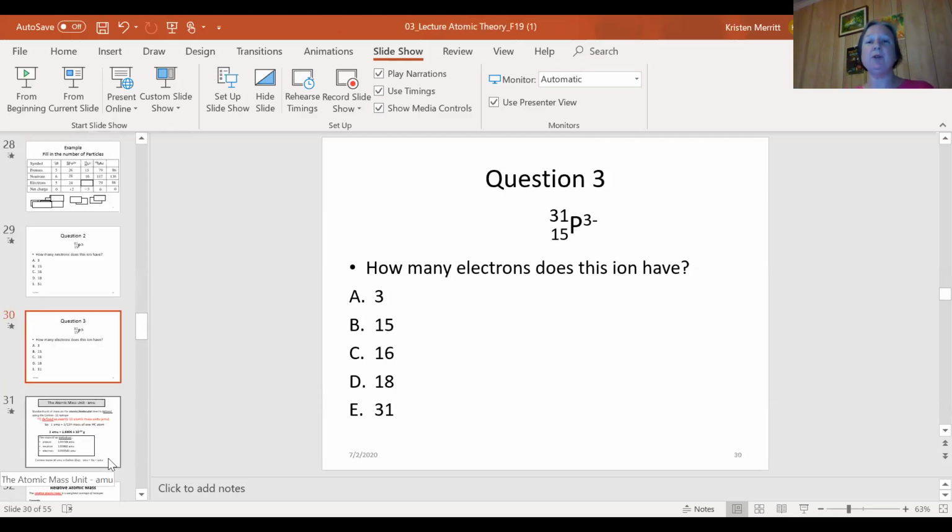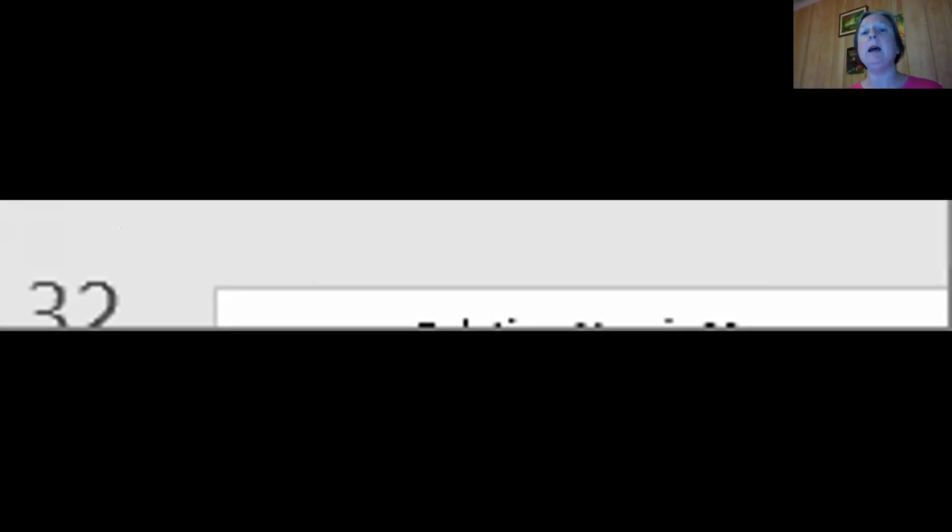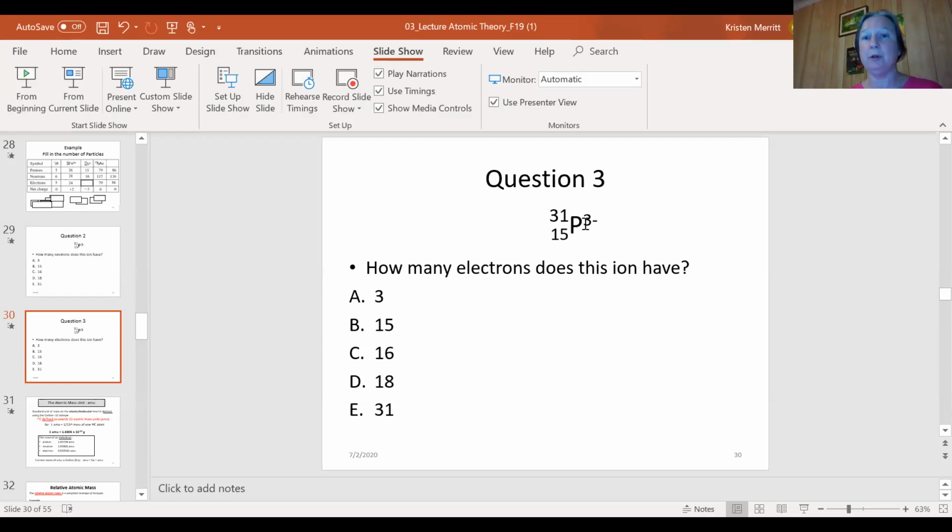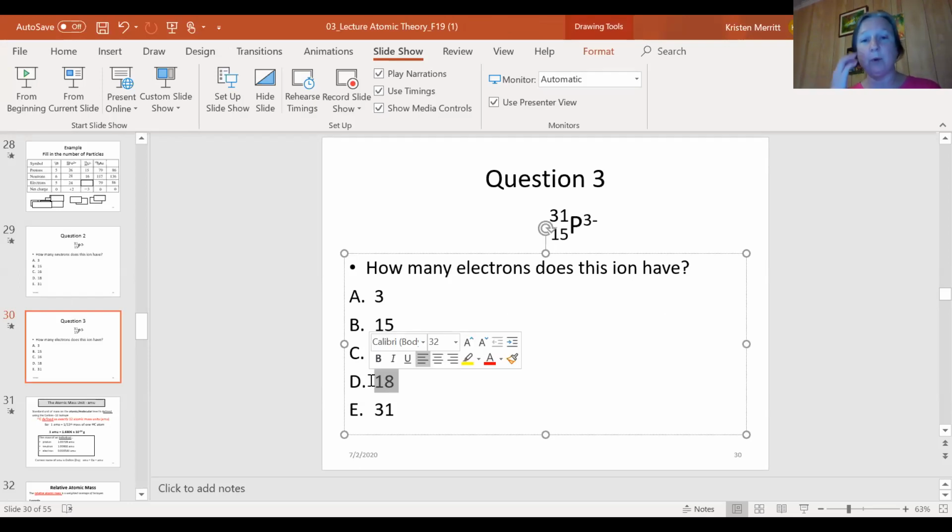But how many electrons does it have? Now we have to look at the charge. It has a 3 negative charge. This is an ion. This is phosphide ion. So if you have 15 protons, you have an excess of 3 electrons, which means you have 18 electrons. That's why it has a 3 negative charge, or negative 3. So this has 18 electrons. This is D.